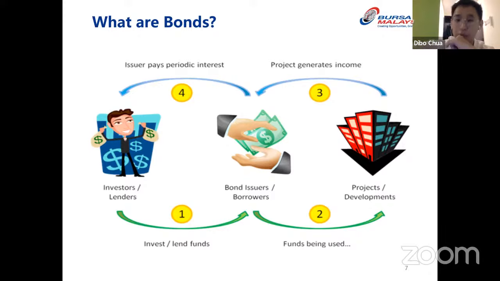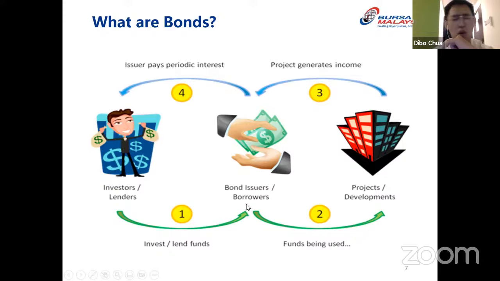And definitely once their project is successful, they will generate the income. So this is the third step, right? They generate the income and then they give you back the interest, which is to say that they actually use your capital to go and expand their business. The business gives them the income, and then in return to you as an investor, they will give you a periodic interest, every year. So this is how a bond looks like.